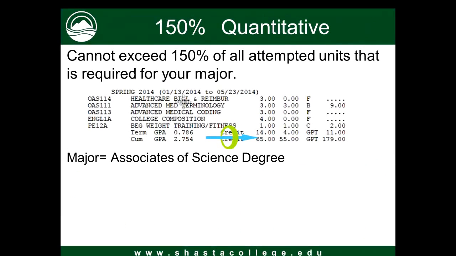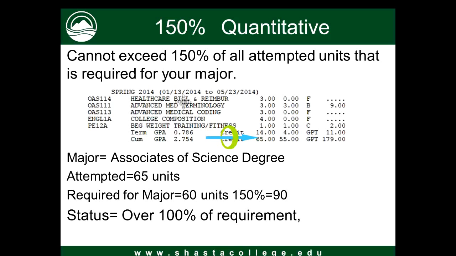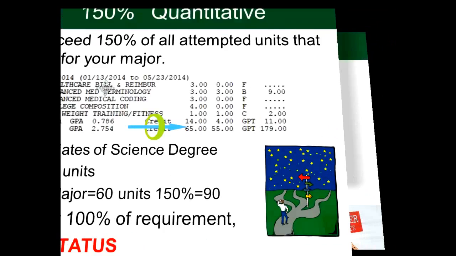The third one is the quantitative standard. All students must not exceed 150% of total attempted units, including W's and F's, required for their declared major. An example of the standard is if a student has declared an Associate of Science degree as their major, which requires 60 units, they could not exceed 90 units because 150% of 60 is 90. So in this example, the student has exceeded the 100%, which would put them in a warning status, which brings us to the next slide.